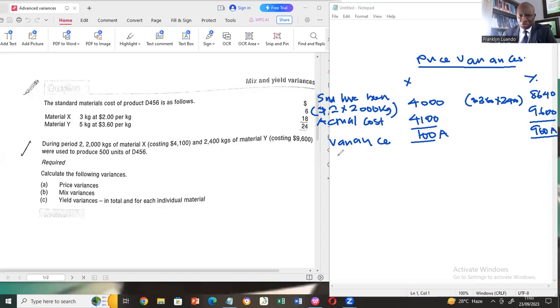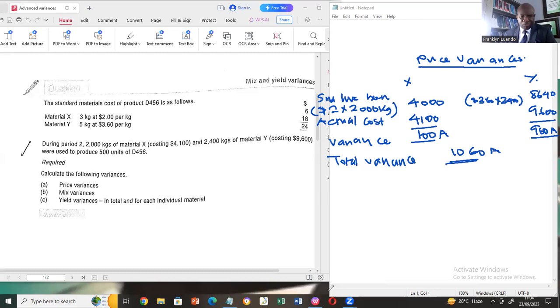Total variance for the two materials will be 1,060 adverse. So in this case, we have a total adverse variance for those materials, and an investigation should be instituted. Why are we spending more than we planned?